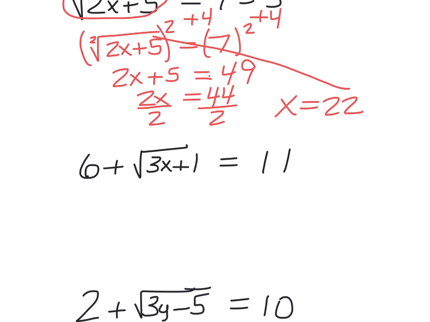Plugging this in. 2 times 22 is 44. 44 and 5 is 49. Square root of 49 is 7. And 7 minus 4 is 3. So it does check.